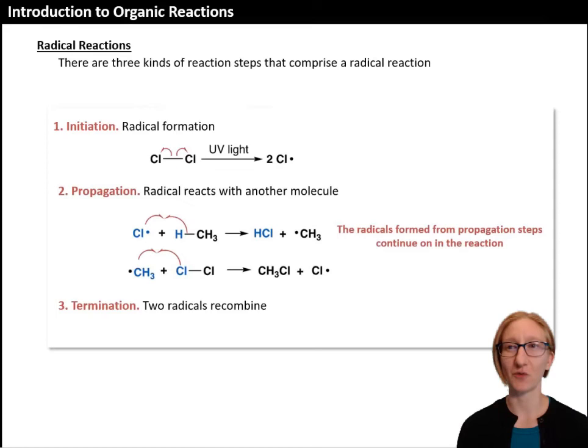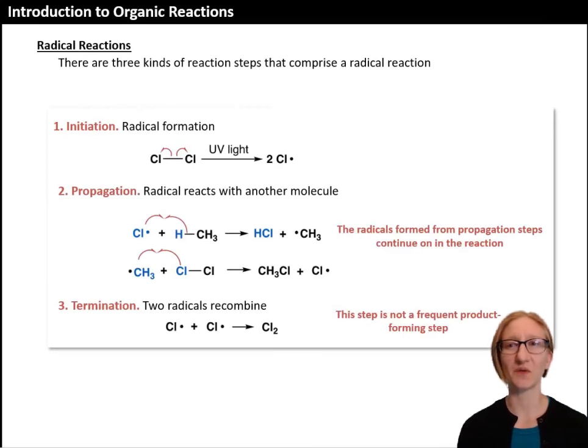The radicals that are formed in these propagation steps continue on in the reaction, mostly into new propagation steps, but occasionally into a termination step. And in a termination step, 2 radicals combine to form a non-radical product. And although it's easy to think about this step as forming the main reaction products, the reaction products are most often formed in propagation steps.